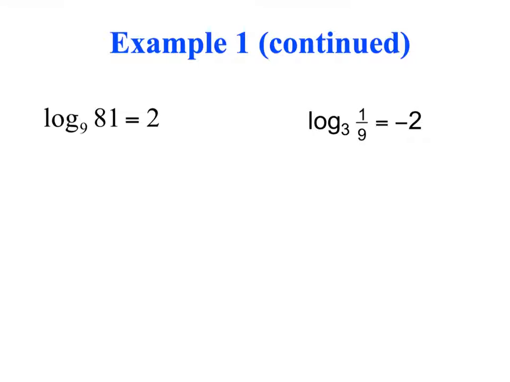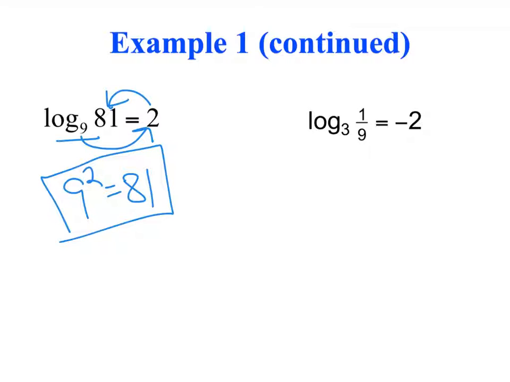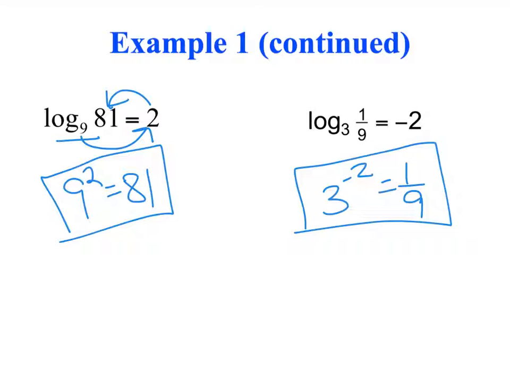Same thing. We're going from a log to an exponential. So 9 to the second equals 81. So I'm just going to write that log as an exponential function. 9 squared equals 81. Tell you what, pause the video right now, try this one, come back and see if you got it right. Okay, hopefully you paused this and you should have gotten 3 to the negative 2 equals 1 over 9. That is all there is to it.